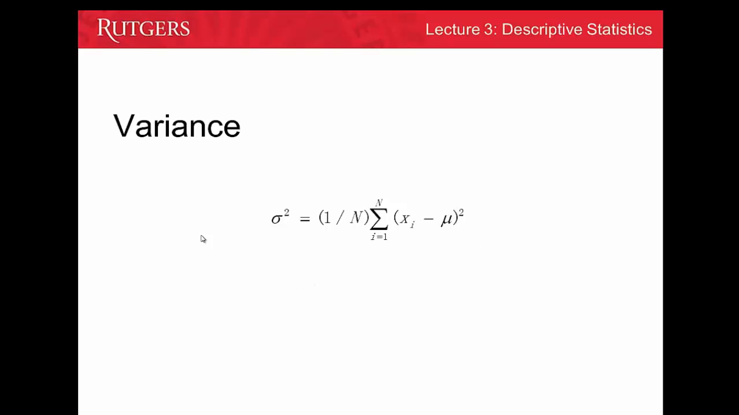Here is a formula to calculate the variance. First, we take each value minus the mean of all these values, and then we calculate the sum of the squares of these differences, and then divide it by the sample size, n.